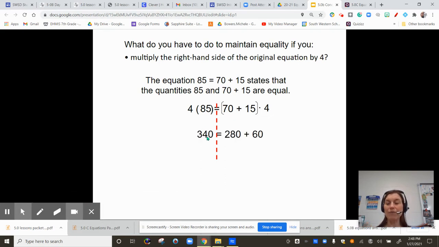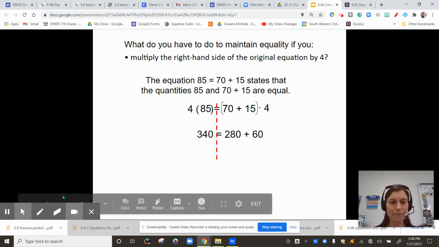Now, on the left, I would have 340. And on the right, I would have 4 times 70 is 280. And 4 times 15 is 60. When you add them together, you get the 340.